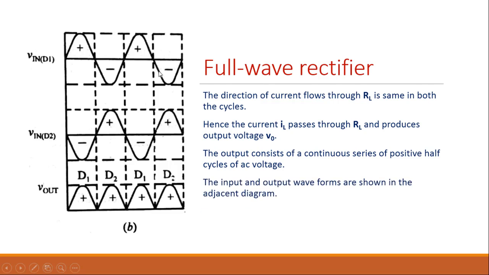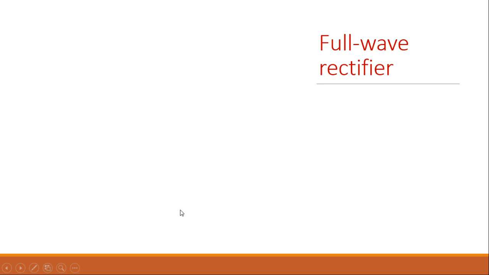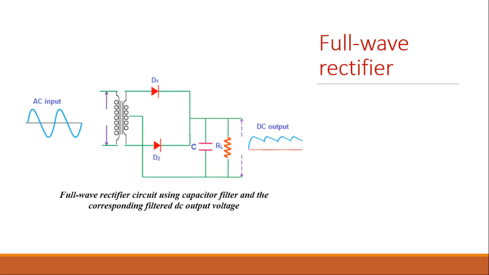Here you can see in this graphical representation the input and output waveforms. This shows the input when D1 is forward biased and this shows the input voltage when D2 is forward biased. So, you can see when D1 is forward biased, you get the output from D1. When D2 is forward biased, you get the output from D2. So, there is a continuous output obtained in the full wave rectifier. Since the output is obtained from both the half cycles of the AC input voltage, therefore, the circuit is known as full wave rectifier circuit.